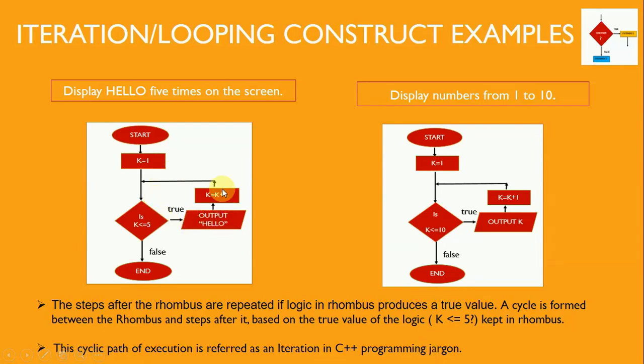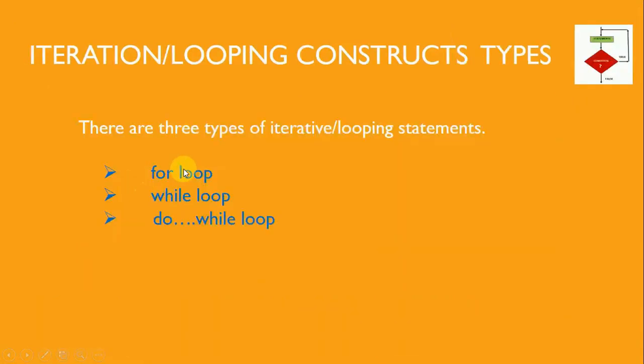So this is called iteration. Every cycle is called one iteration. Now, iteration or looping construct types. There are 3 types of iterative or looping statements, and these are for loop, while loop, and do while loop.